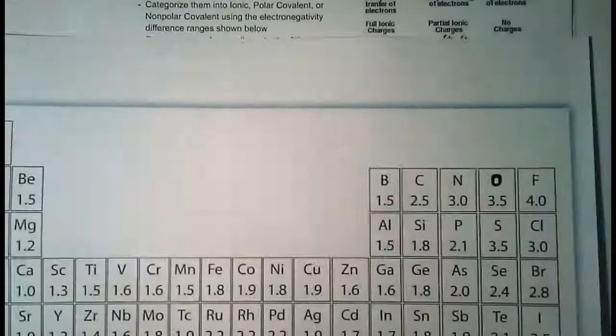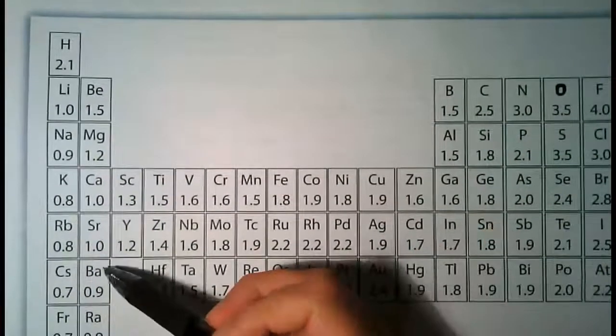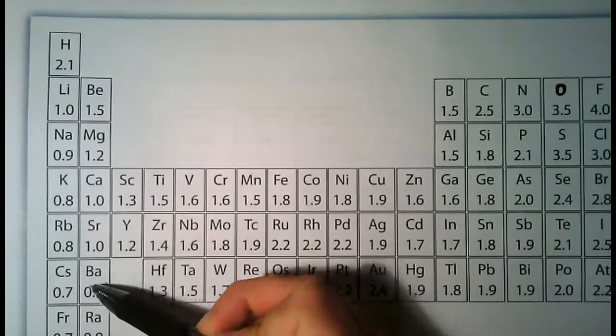Next we have barium. Barium is all the way down here with an electronegativity value of 0.9.